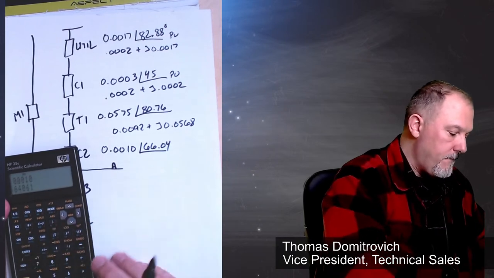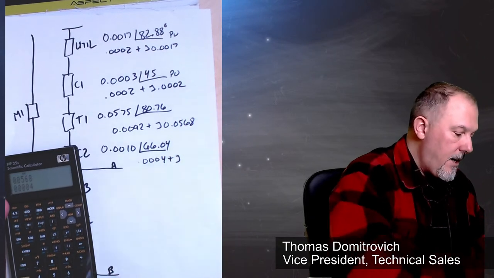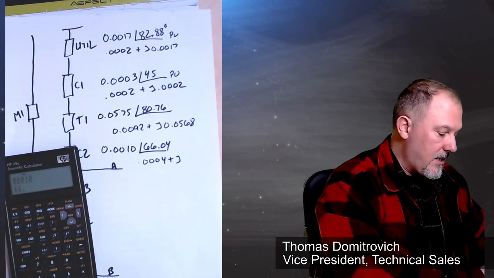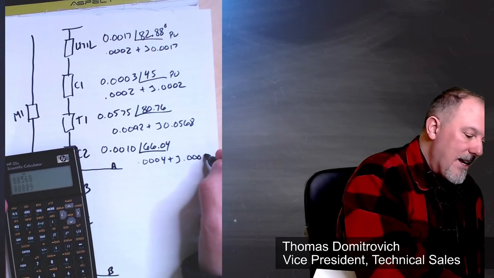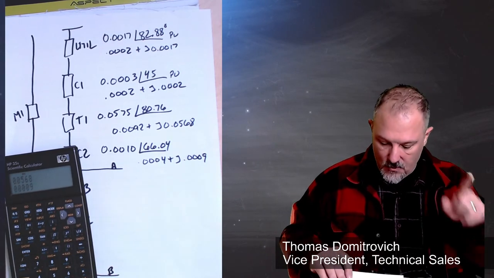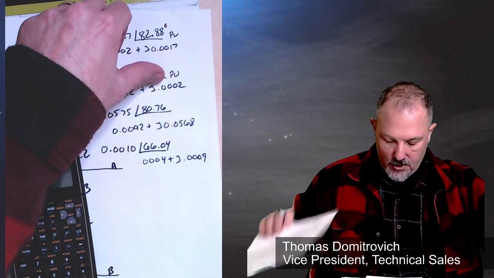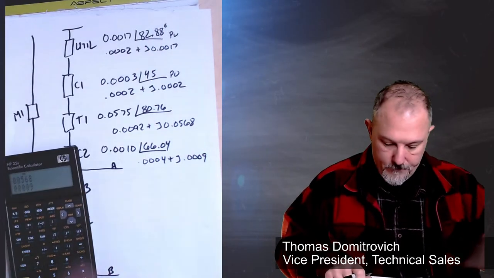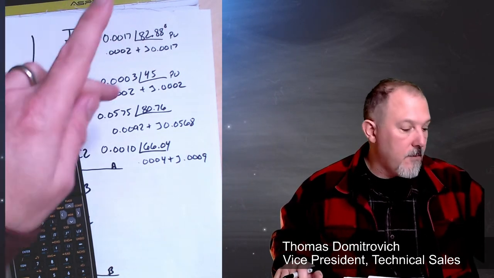And then this one, 0.0010 at 66.04 cosine is 0.0004 plus J 0.0010 times the sine of 66.04 is 0.0009. All right, so I'm just going to check these numbers. Conductor one should be 0.0002, 0.0002. Yep. Conductor two should be 0.0004, 0.0009. Yep. And then utility, we never had it in rectangular, but we do now.